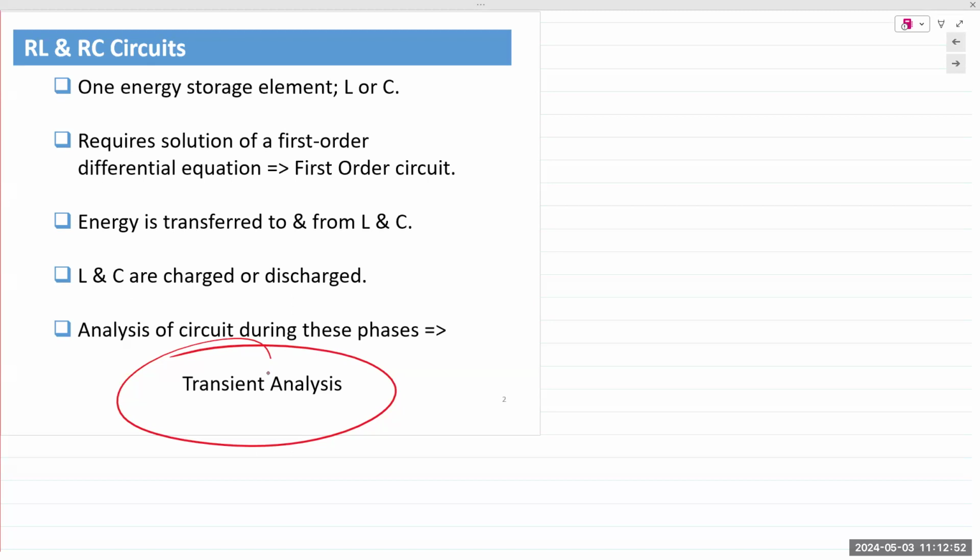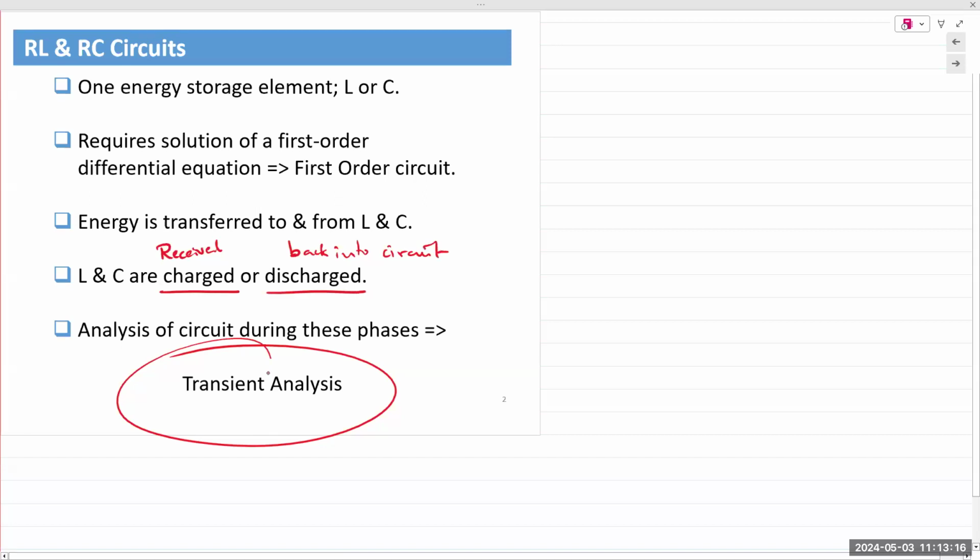If the energy is flowing into these components, meaning the energy is being received, we say the components are being charged. If the energy is transferred back into the circuit, we say it's being discharged. So again, energy being transferred into the components, we say they are being charged. And then energy flowing out, we say they are being discharged.